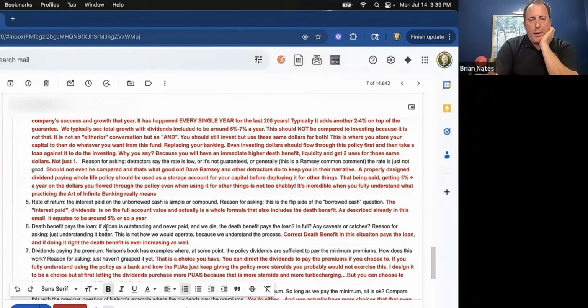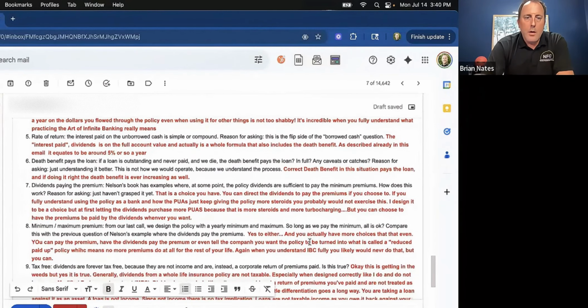Okay. All right. So death benefits pays the loan. If a loan is outstanding and never paid, and we die, the death benefit pays it. That's correct. Death benefits is the in this situation. I spelled situation wrong. Let me fix that. In this situation, pays the loan. And if doing it right, the death benefit is ever increasing as well, which I already explained.